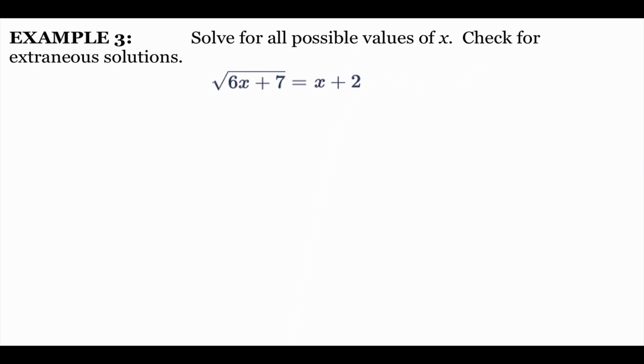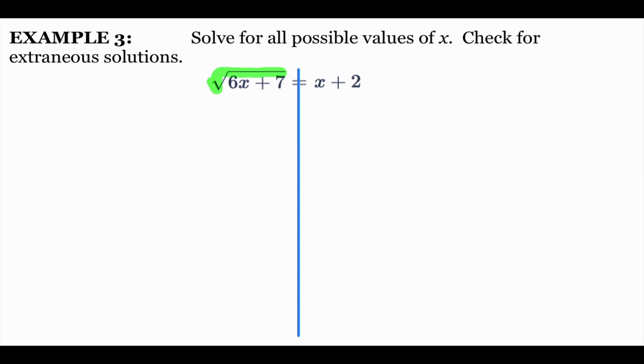Number 3 again says solve, and it's got a root. So I'm going to draw my line to separate. The root is over here, the radical sign. Step 1, isolate the root. Is it already isolated? It is, right? There's nothing else. Like the other one had a -4. There's nothing in front of the root and nothing behind. So I can skip step 1. Let's go to step 2.